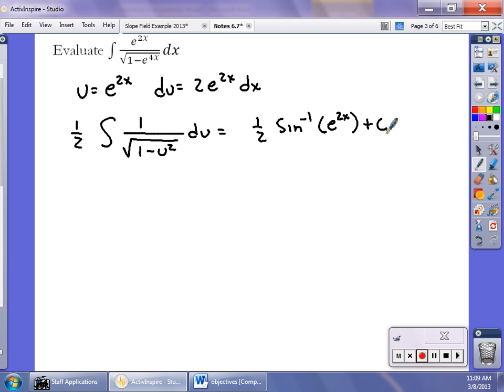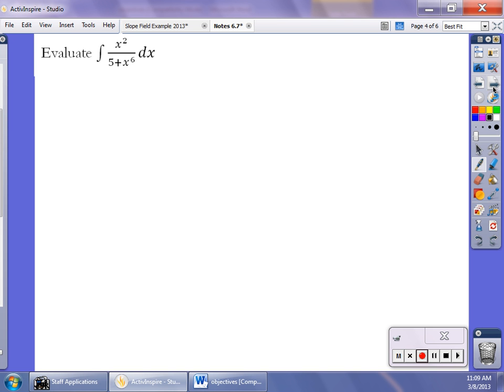Let's look at one where I have something in my a value. So I'm going to write this in terms of a and in terms of u. If a squared is 5, then a is the square root of 5. That's the way I'll write it in a moment. If u squared is x to the 6th, then u has to be x cubed. Obviously, we need to find the derivative of that, so du equals 3x squared dx.